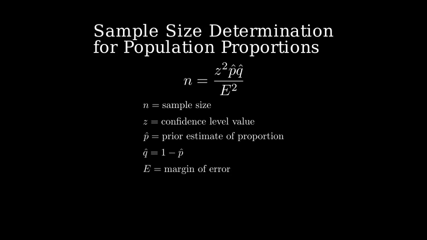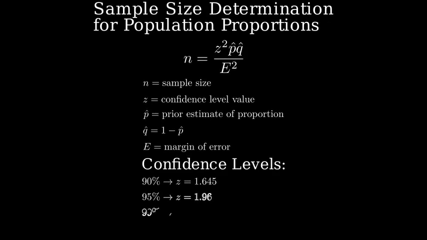p hat times q hat divided by e squared, where n is our sample size, z is our confidence level value, p hat is our prior estimate of the proportion, q hat is 1 minus p hat, and e is our margin of error. Let's discuss the confidence level first.